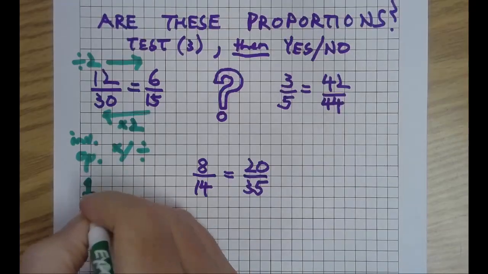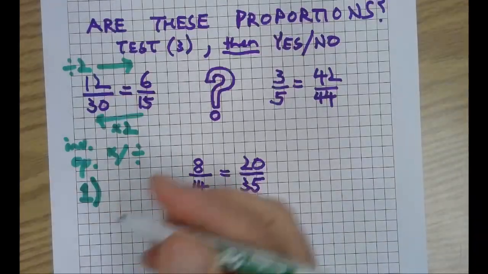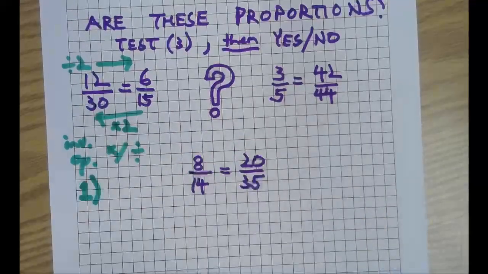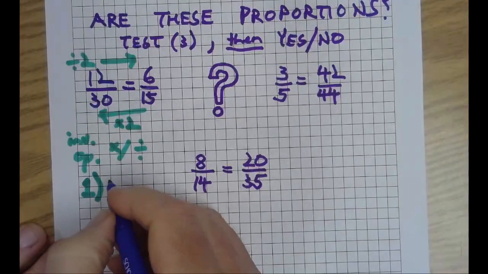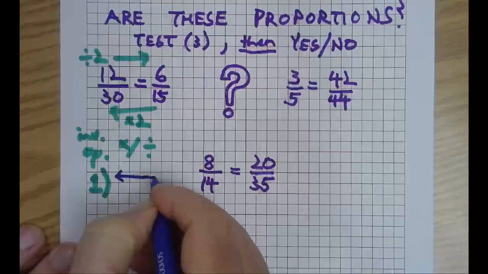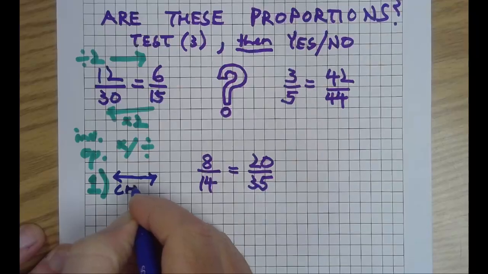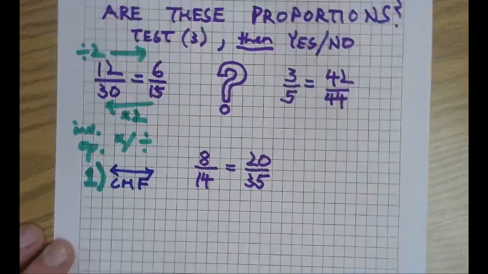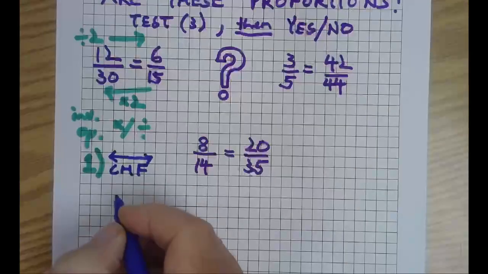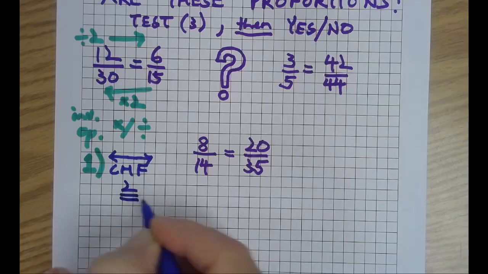So test number 1. This marker, I love the color, but it's just too wide of a mark. Takes up too much space. So we tested for common horizontal factor and we got 2. So that's a yes.